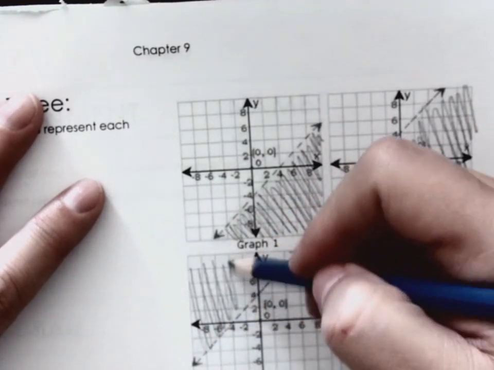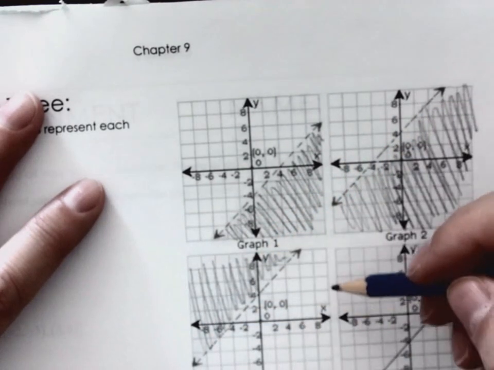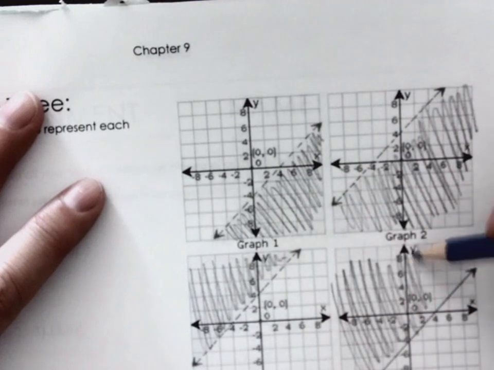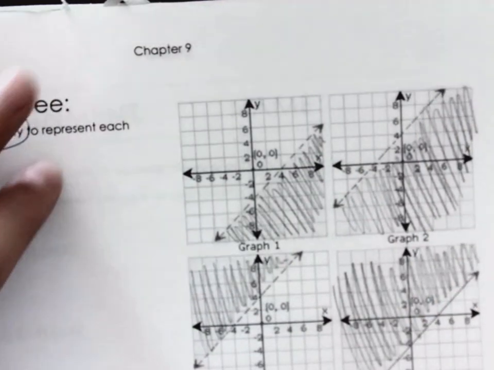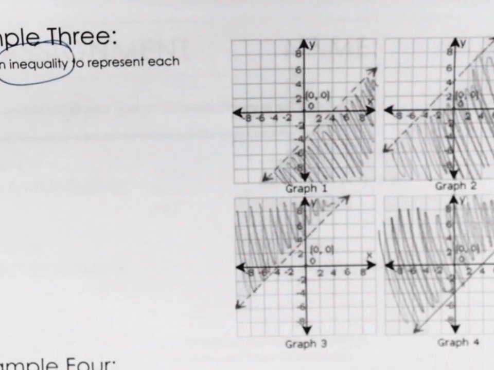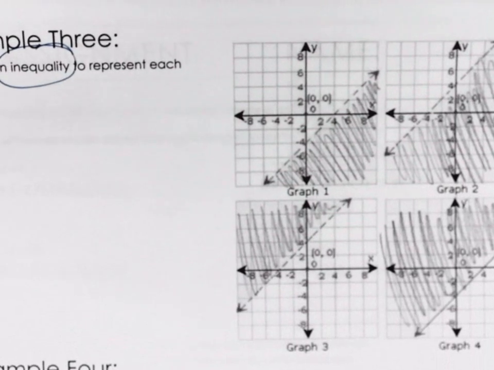Graph 3 is shaded above, and graph 4 is shaded above, just so we're all on the same page and nobody's terribly confused. You will get a question like this on your test.